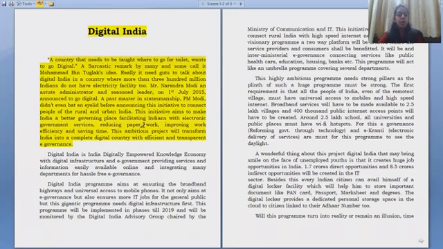I'm highlighting the whole part. A country that needs to be taught where to go for toilet, you can use the word washroom here, wants to go digital. A sarcastic remark by many, and some call it Muhammad bin Tughlaq's idea.